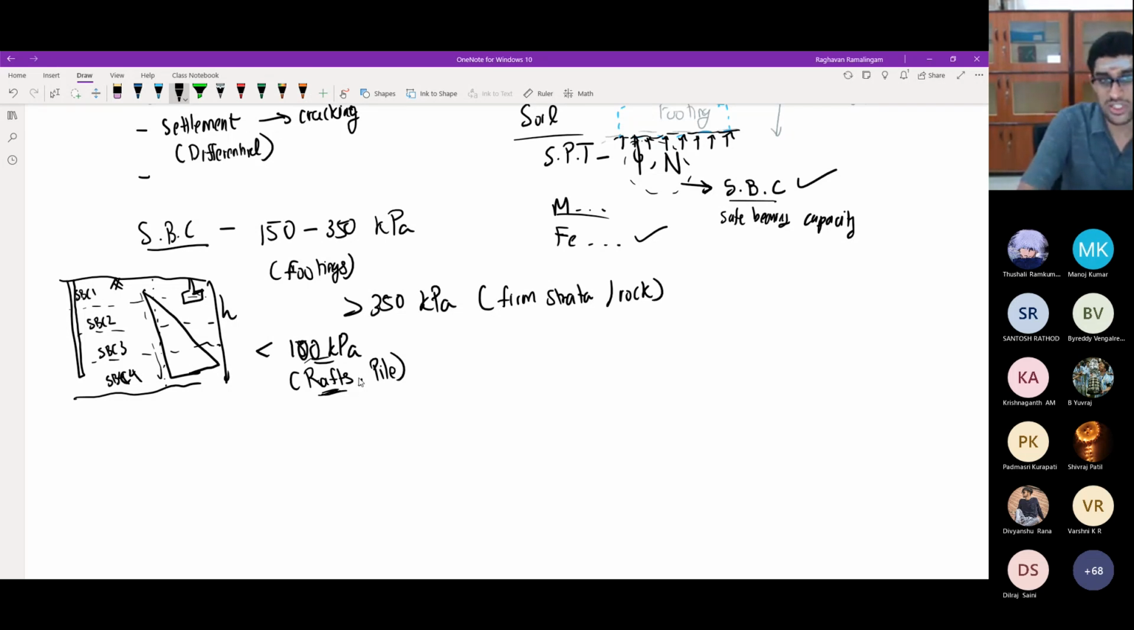Okay, now look at these values: 150, 350 kilopascals. This is about 350 kilopascals. So everything I have used is in kilopascals. How does it compare with the grade of the strengths of your concrete and steel? Which is more? Is this more or is this more?